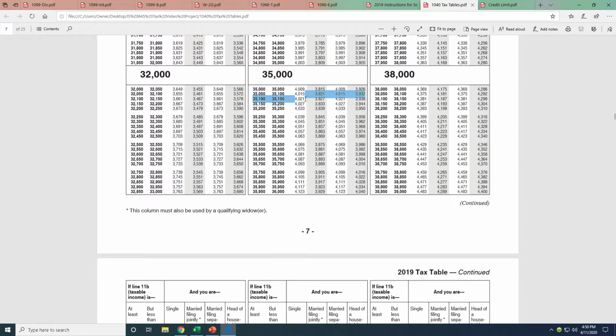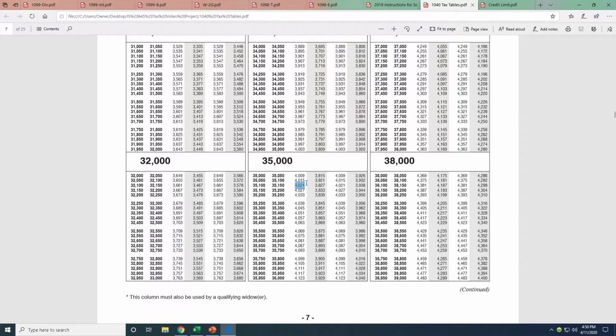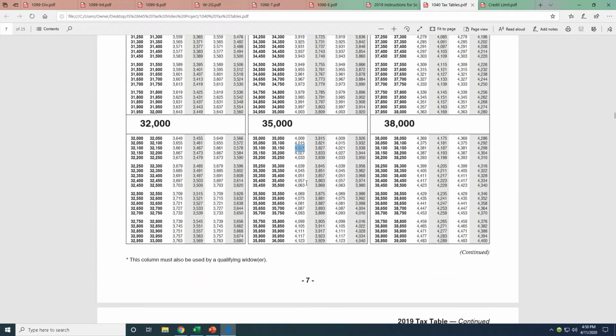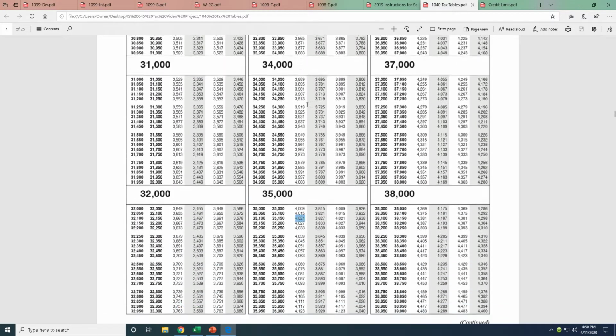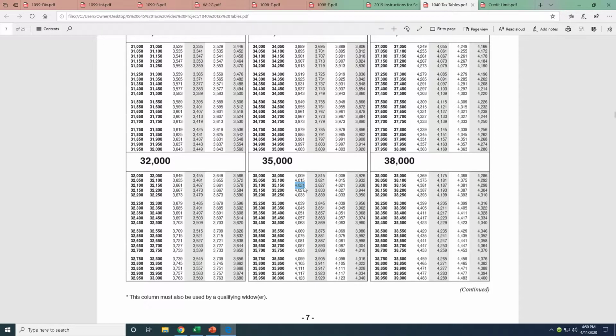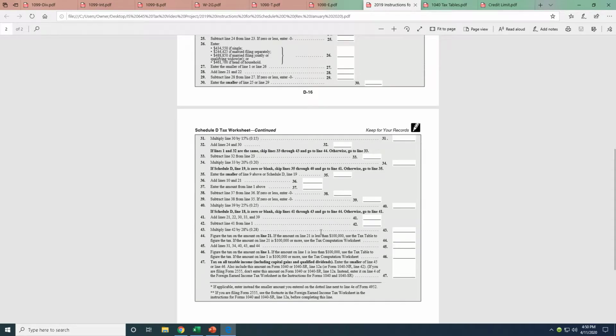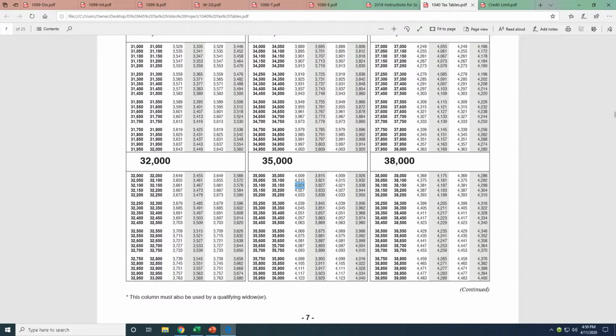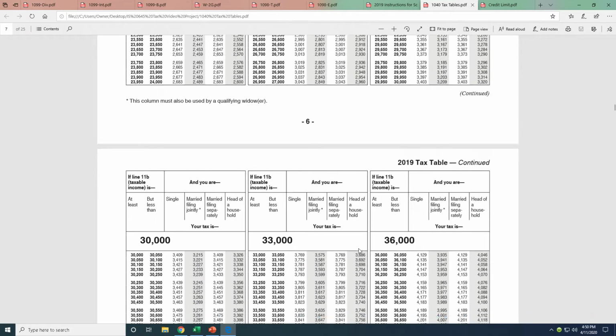So this is the amount of tax right here, 4021. Okay, for single. I just wanted to show you guys for single, it would be 4021. And then on here, for line 46, it says figure the tax on amount for line 1, which was 36,250. So we're going to go to 36,250 now, which is up here.